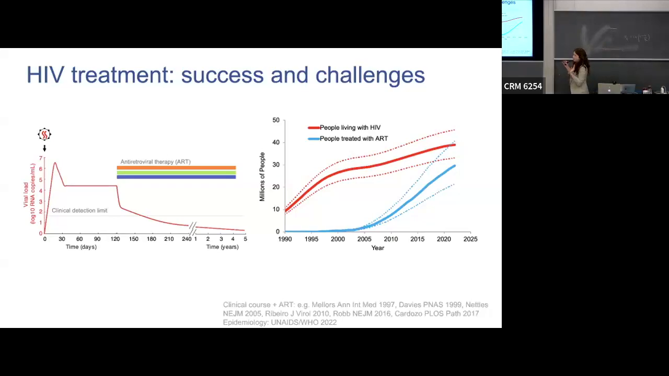And I'll tell you why that is such an achievement, because there are many challenges here. And the timeline here is a bit interesting, because actually antiretroviral therapy was discovered to some degree in the 80s, some of the early drugs.